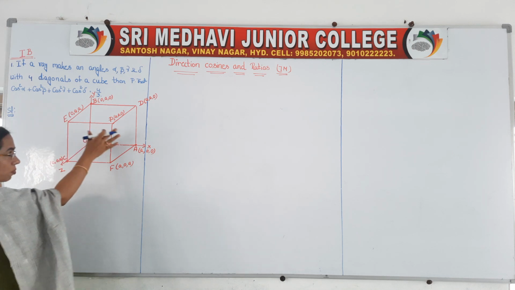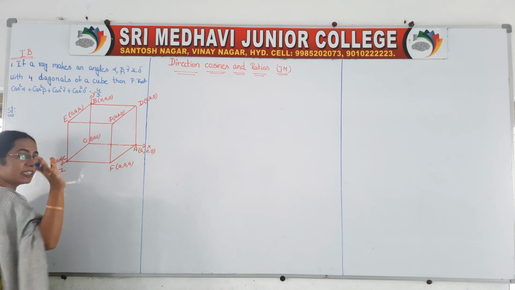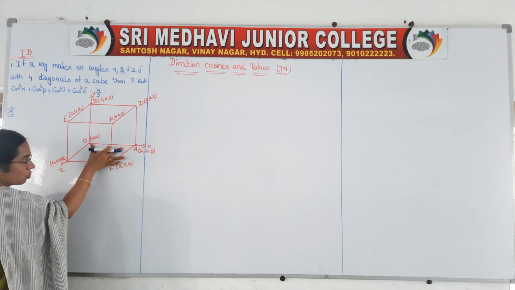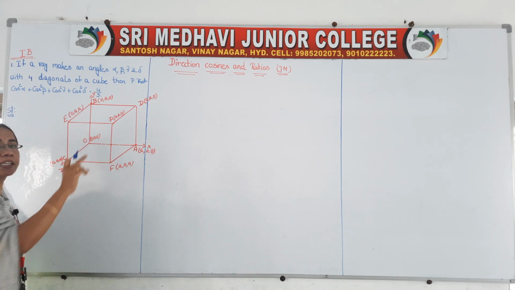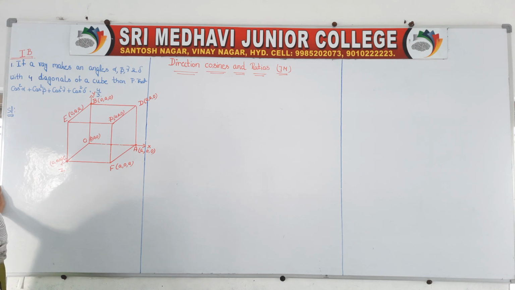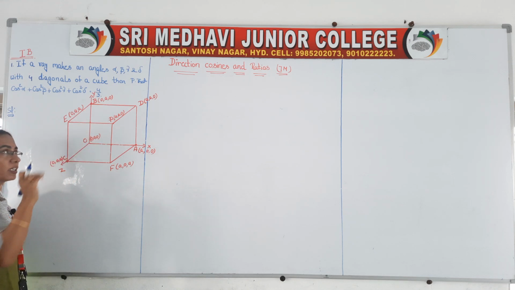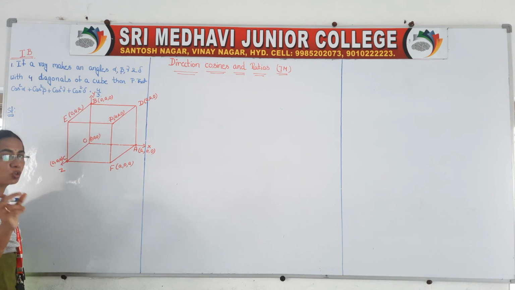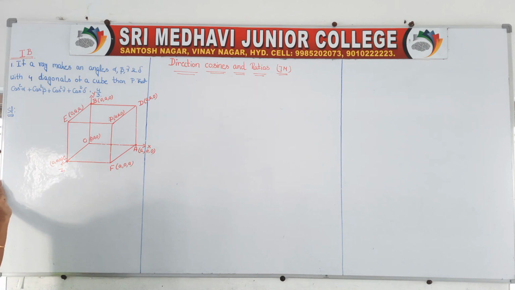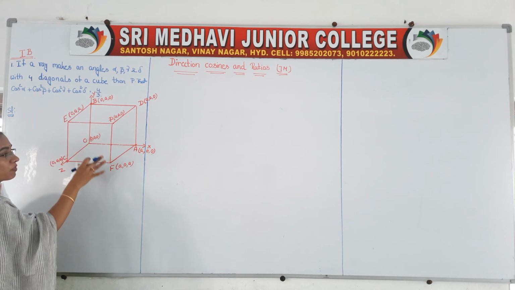Cube with the length of the side a. So everywhere if you take a side, that side's length will be a only. You take this length as a, this length as a, this length as a, as it is a cube. Here in this cube, one ray makes angles alpha, beta, gamma and delta with the 4 diagonals. So we have to take the diagonals of this cube.